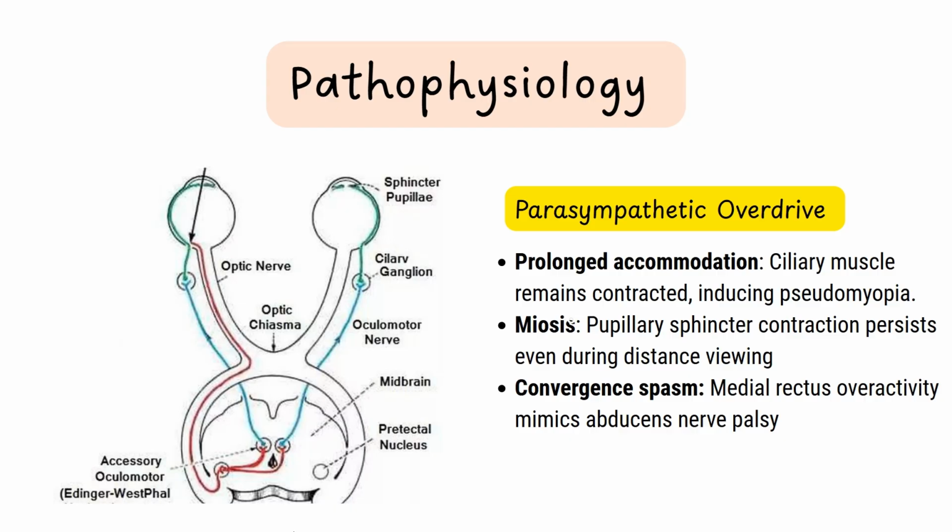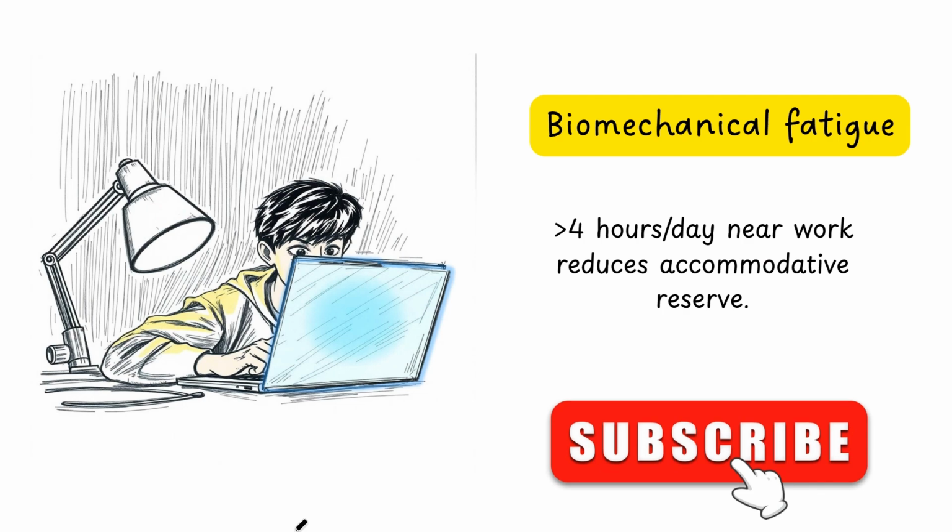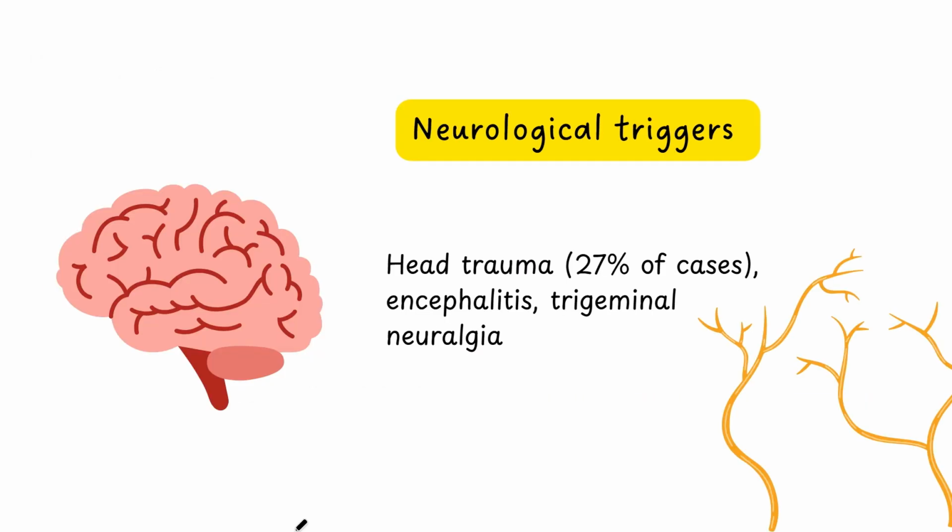and pseudomyopia. Also, these nerves are also going to supply the sphincter pupillae muscle, leading to miosis or contraction of pupil. They supply the medial rectus, and medial rectus overactivity leads to convergence spasm. So as I told you, biomechanical fatigue of more than 4 hours per day near work reduces the accommodative reserve by stimulating accommodative spasm.